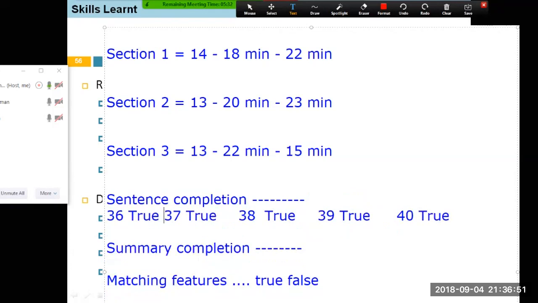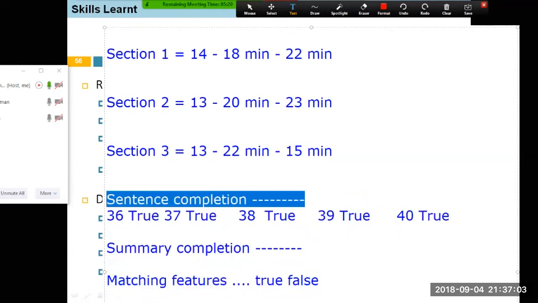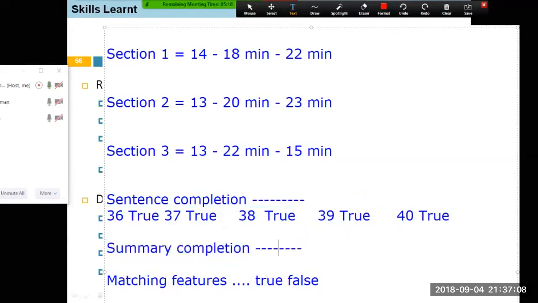But let's say you started by attempting true false questions first. Now you are done with it. And then you attempted sentence completion. And now the last 4 questions are summary completion questions. So in the last 30 seconds or the last 1 minute, you cannot make any guess. Got it? So be vigilant about this.